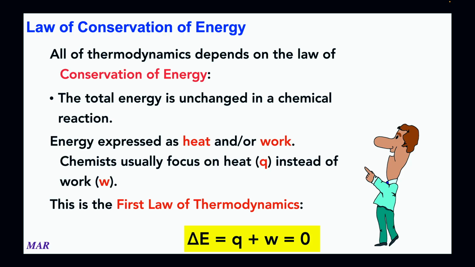Of all the forms of energy that are used in science, the two that are important are what are called heat and work. And heat gets the symbol Q, work gets the symbol W. So the way to express the law of conservation of energy in these terms is you would write delta E equals Q plus W equals 0. And this is what they call the first law of thermodynamics. Now, in this rule, the heat, which is energy absorbed or released, plus the work done by a system, all of that together has to equal 0.